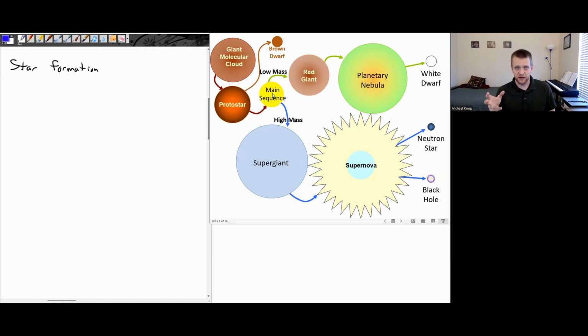Just remember our definitions of main sequence stars. The two requirements for a main sequence star is it's in gravitational equilibrium and it's fusing hydrogen into helium inside of its core. So how do we go from one of these giant molecular clouds to one of these main sequence stars? That's what we're going to focus on for this session, and then later talk about evolution of low mass stars, high mass stars, and the different types of dead stars.